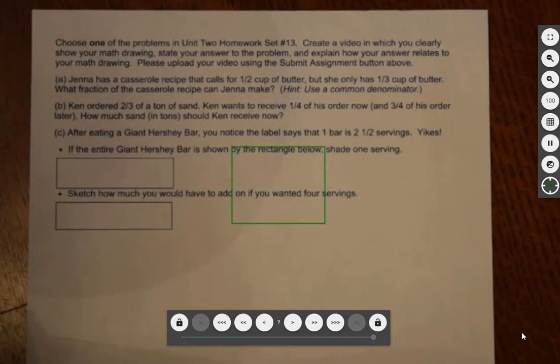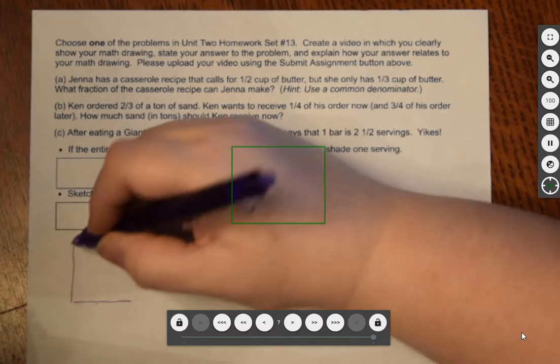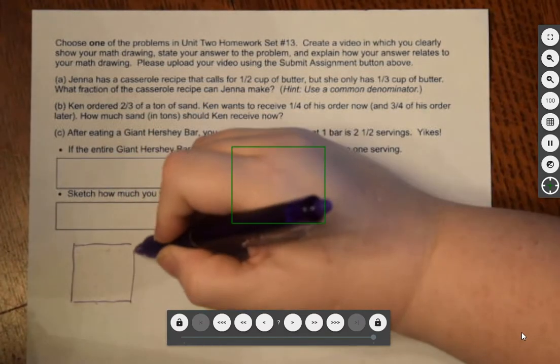So part A says, Jenna has a casserole recipe that calls for a half a cup of butter, but she only has a third of a cup of butter. What fraction of the casserole recipe can Jenna make? Hint, use a common denominator.